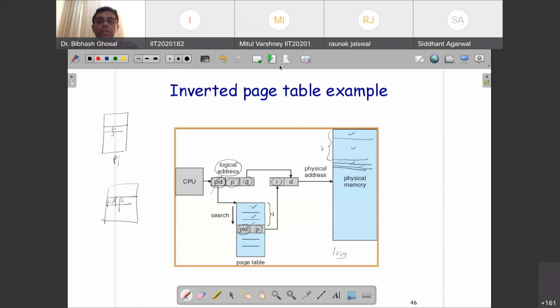So this is all about the mechanism of performing memory management. This is how the operating system performs memory management.